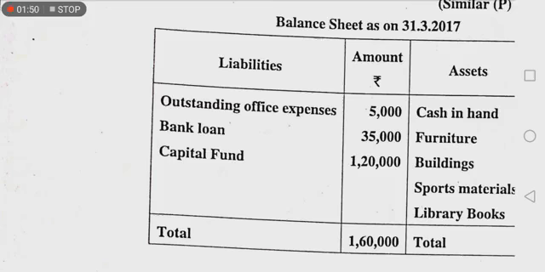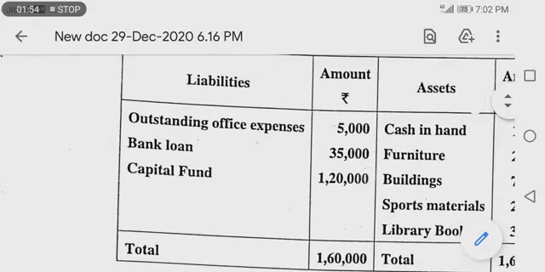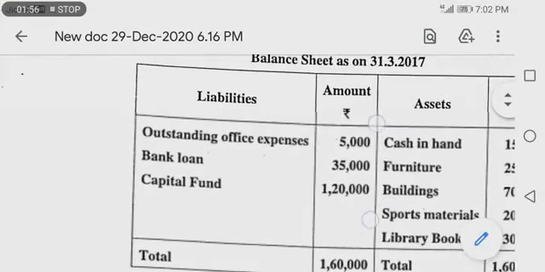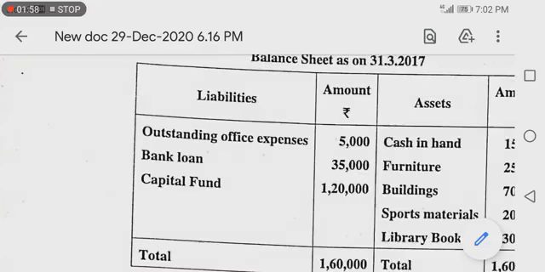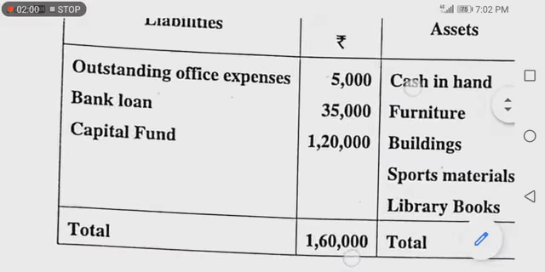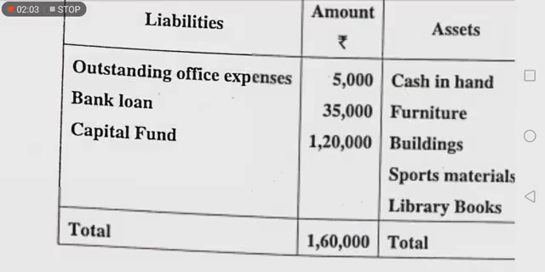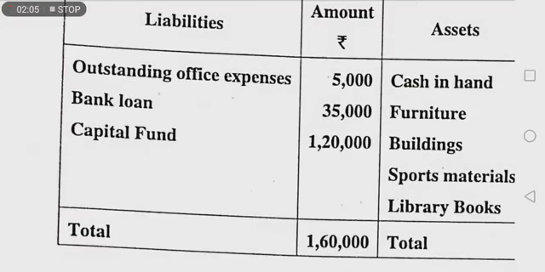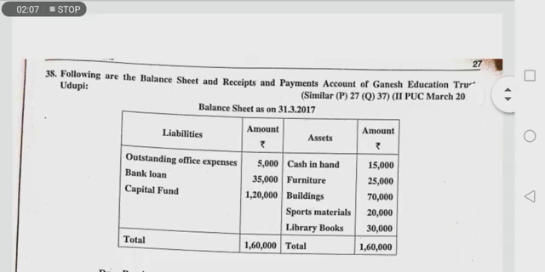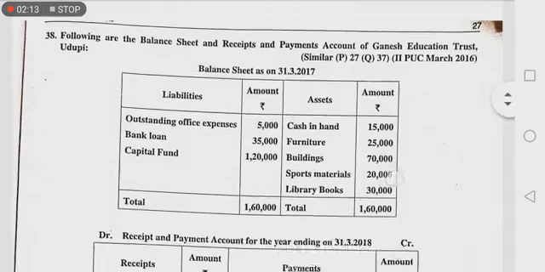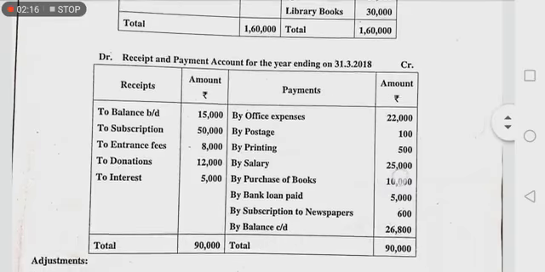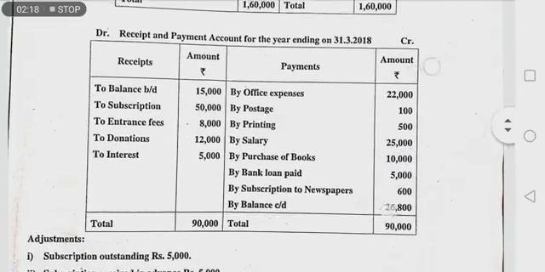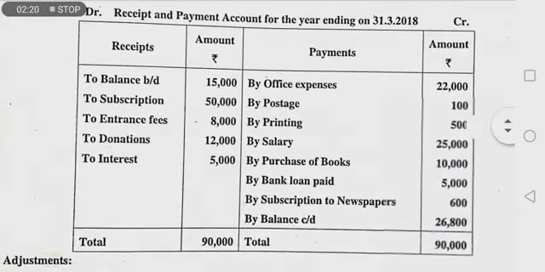And along with that, bank loan 35,000, the loan taken by the Ganesh Education Trust from the bank, that is 35,000. And at the end we have the transaction related to capital fund amount 1,20,000. That is the total amount of money available in the capital fund account of Ganesh Educational Trust. And along with the balance sheet, they also have given the receipts and payment account for the year ending 31st 3 2018.